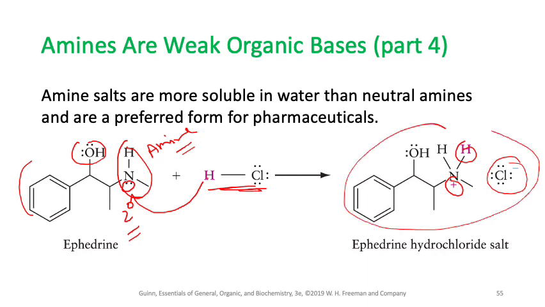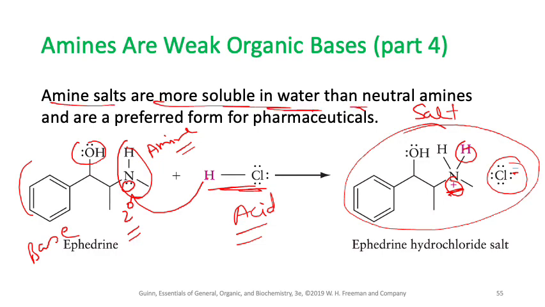And this entire thing acts as a salt because you are reacting a base with an acid. And we already talked about this, a salt has a plus and negative charge, so they are polar. And amine salts are more soluble in water than their neutral amines, and because of this characteristic they are the preferred form of use for pharmaceutical sciences, because they can easily be dissolved in water and you can make a solution.